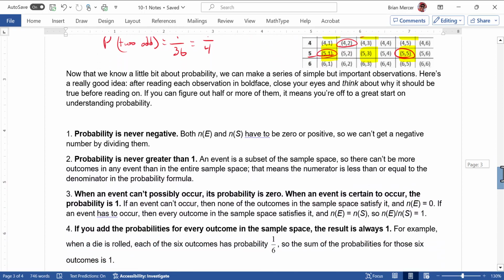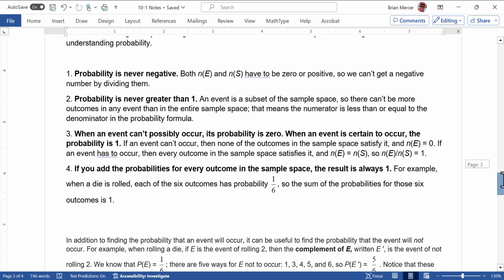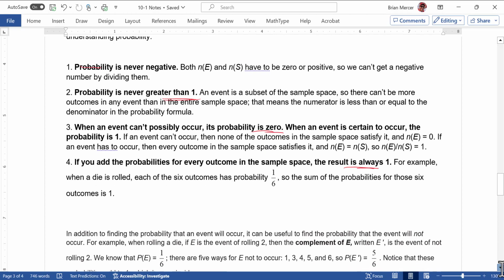And just some important observations. I'm not going to read all those to you. I'll highlight a couple of them. Probability is never negative, so definitely keep that in mind. Probability is never greater than 1, so definitely keep that in mind. If something can't occur, its probability is 0. All the probabilities for every outcome in the sample space will add up to 1, so that's something that we use often, just in terms of reasoning. And this last one is something that comes up.